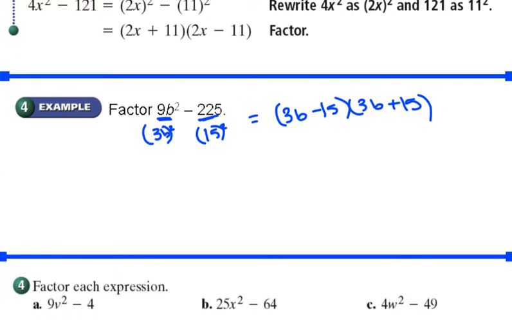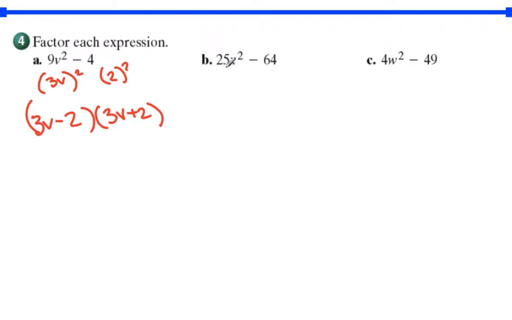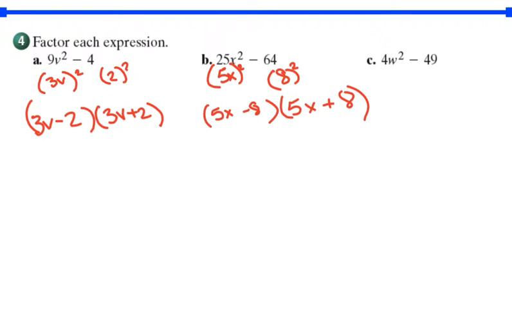All right, quick checks. 9b squared minus 4. 9b squared, the square root is 3b, so that would be (3b) squared. 4 is 2 squared, so that's (3b minus 2)(3b plus 2). 25x squared minus 64. 5x squared, and 64 is 8 squared, so that's (5x minus 8) times (5x plus 8).